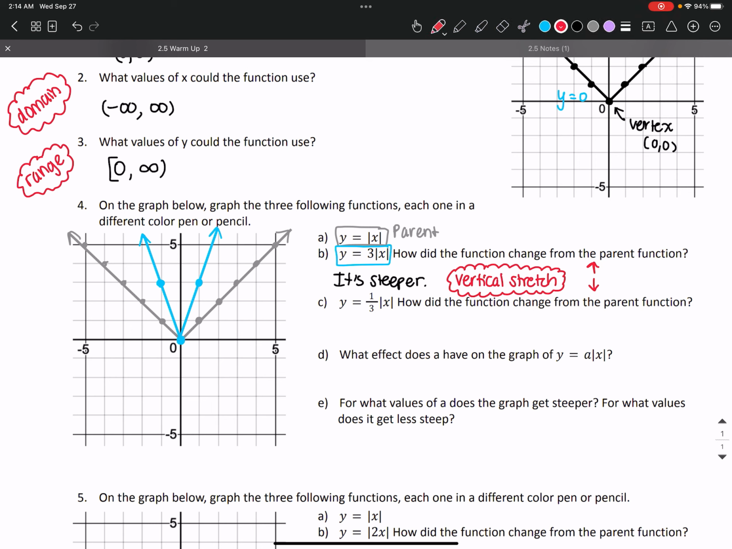The next thing that I wanted to graph was y equals 1/3 times the absolute value of x. Now I want to plug in x values that are divisible by 3, because multiplying by 1/3 is the same as dividing by 3. So if I plug in 0, I'm going to get 0. If I plug in to the right of that, I would pick 3 is the first number to the right of that that's divisible by 3. So if I plug in 3, I'm going to get 1/3 times 3, which is 1.